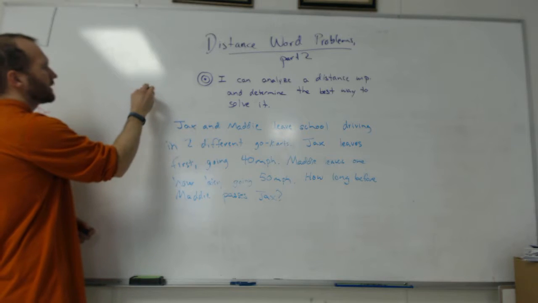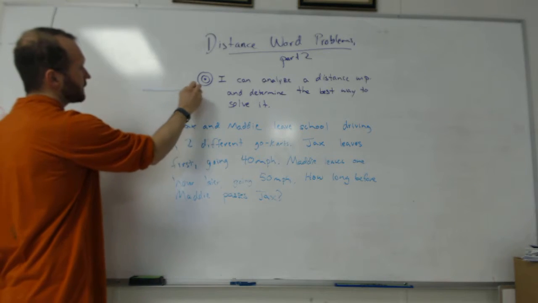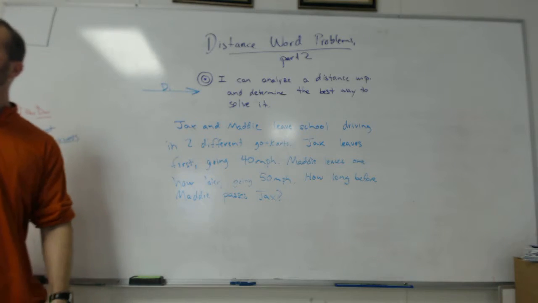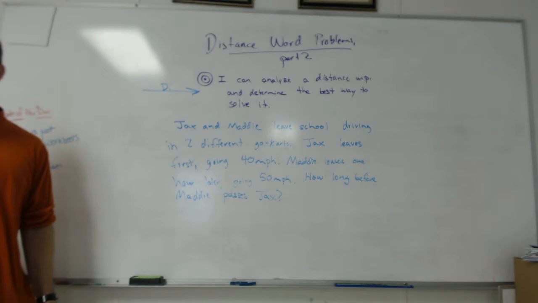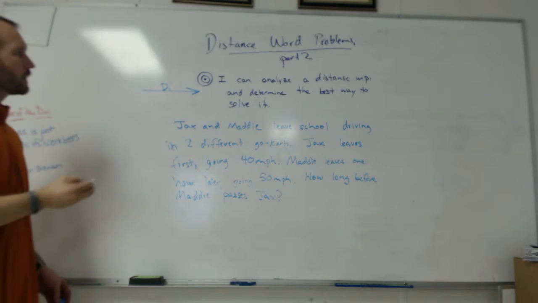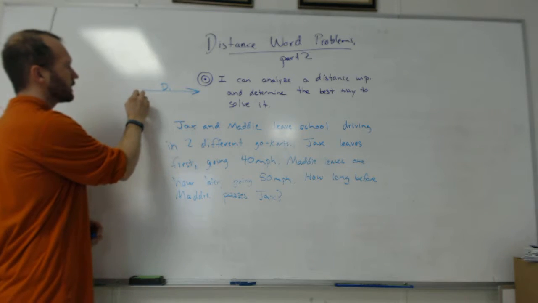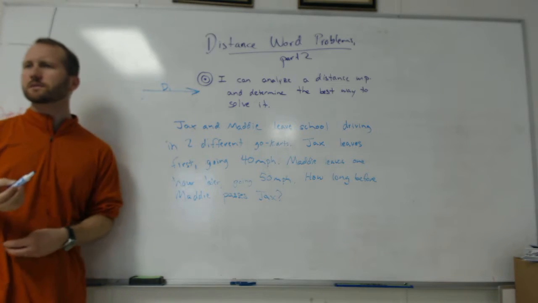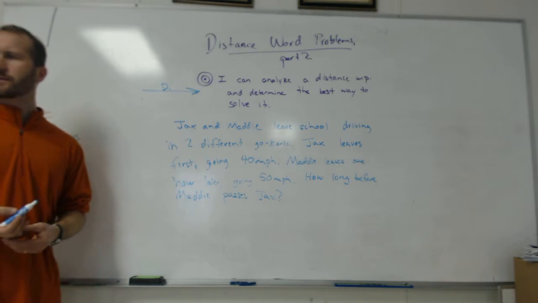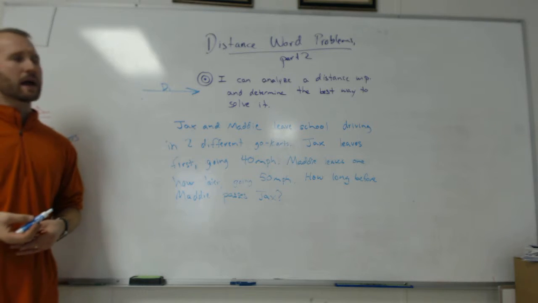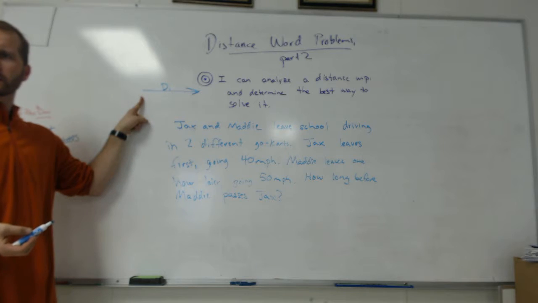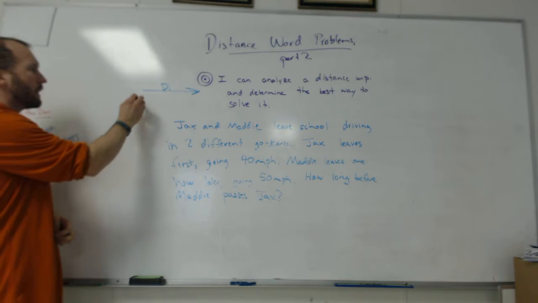Here's distance 1, Jax leaving school. How would I draw distance 2? Where would I put the arrow for distance 2? Yeah, underneath, going in the same direction, starting in the same place. What do you guys think? Is Maddie starting in the same place as Jax? Yes. So I'm going to start my arrow here.